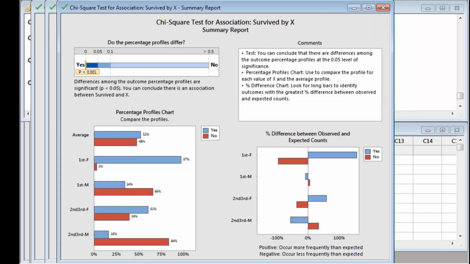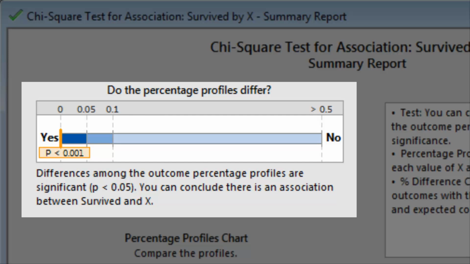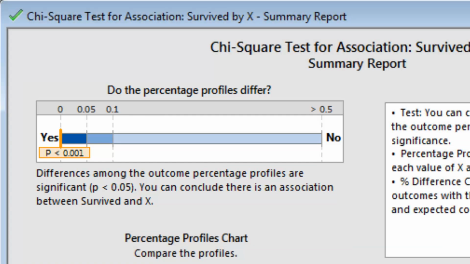The assistant produces a report card, a diagnostic report, and a summary report that gives you the test results without a lot of statistical terminology. You don't need a statistical background to understand this output. The report clearly reveals that there are statistically significant differences in the percentages of survivors across the four categories.